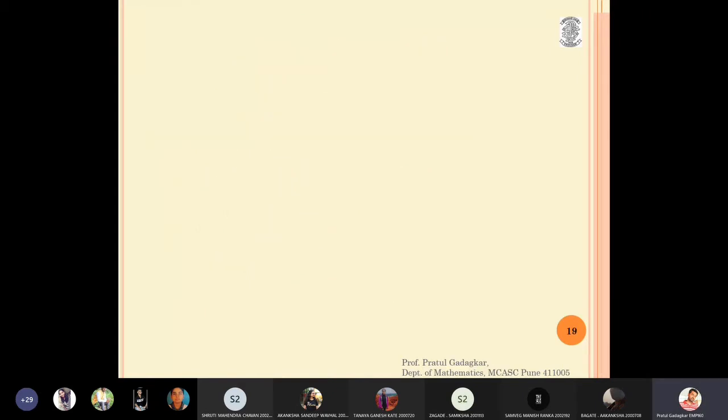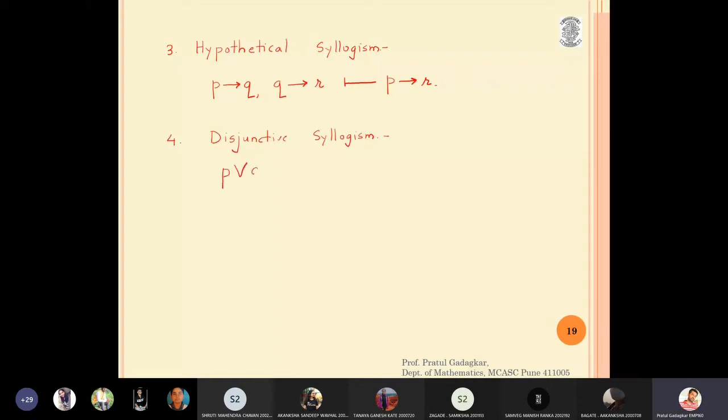The third rule is hypothetical syllogism, which says P implies Q and Q implies R will give you the conclusion P implies R. The fourth is disjunctive syllogism, which says P or Q with a negation P. So P and negation P will cancel out, and you will just get the conclusion as Q.